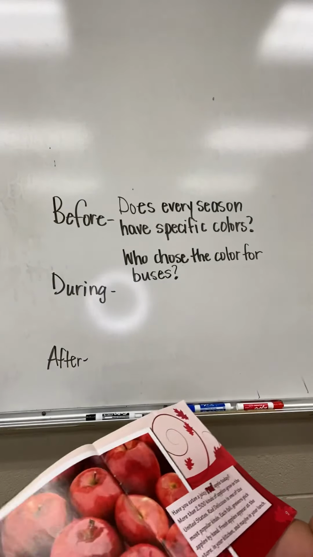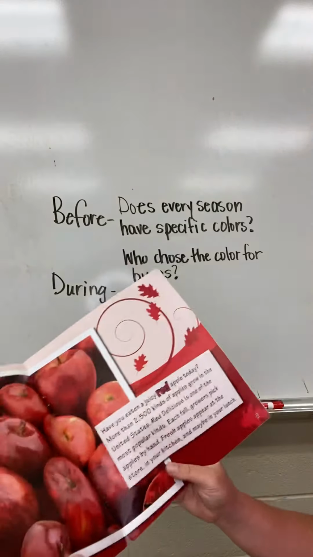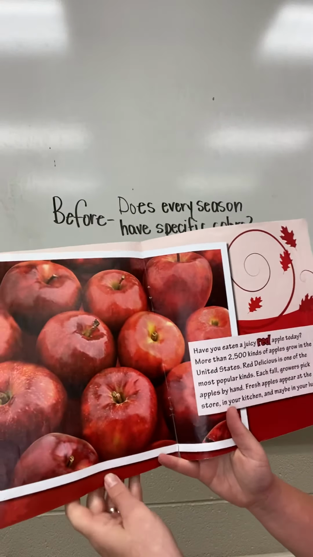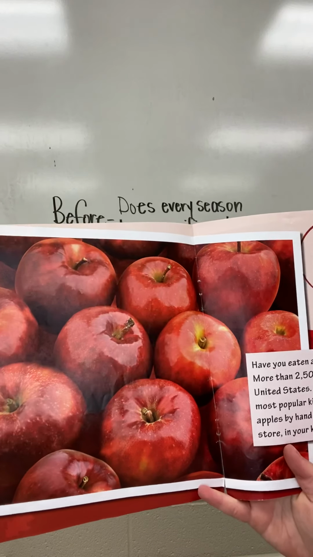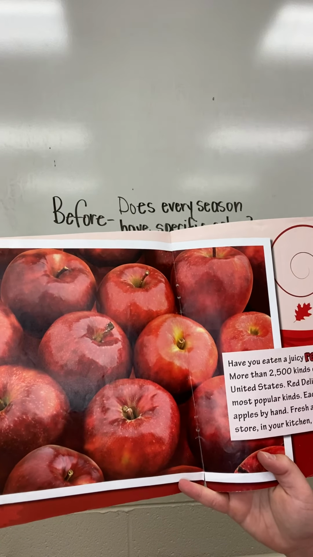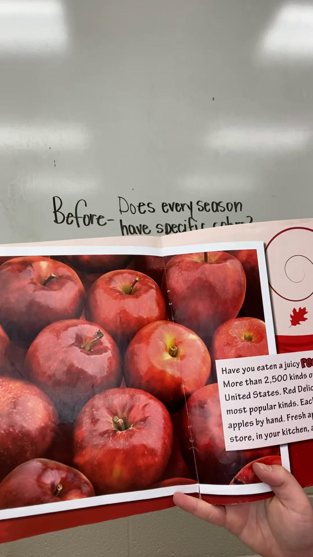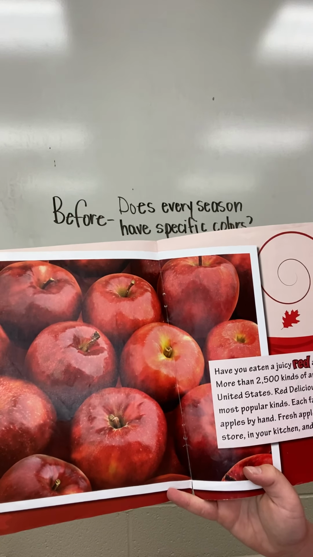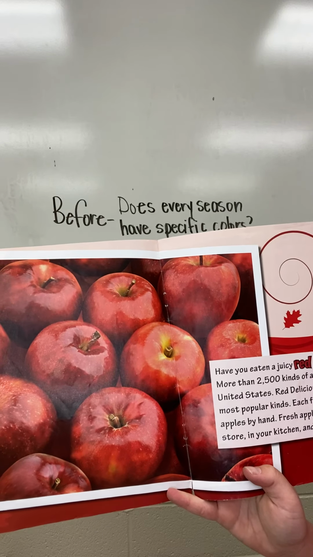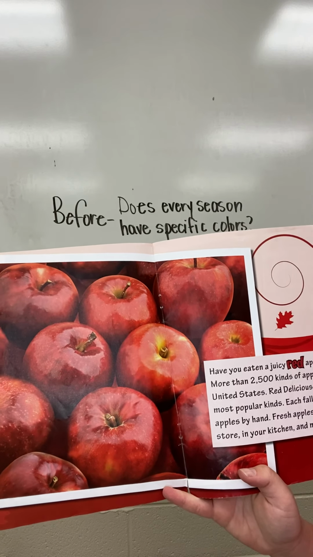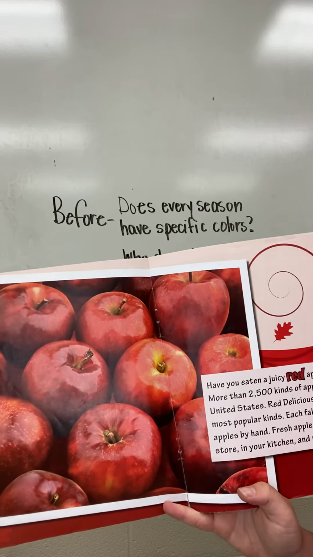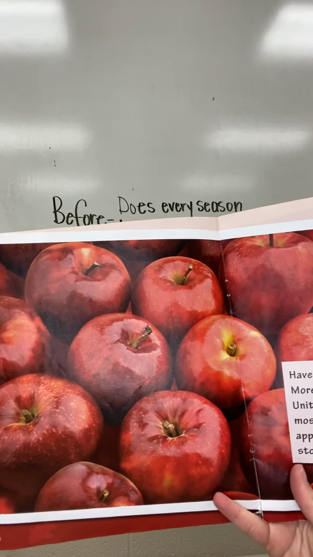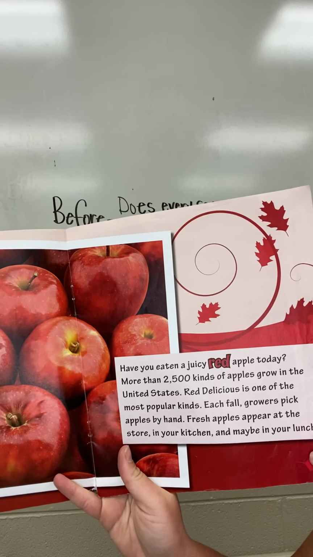Let's continue reading. Have you eaten a juicy red apple today? More than 2,500 kinds of apples grow in the United States. Red Delicious is one of the most popular kinds. Each fall, growers pick apples by hand. Fresh apples appear at the store, in your kitchen, and maybe in your lunch. How beautiful.